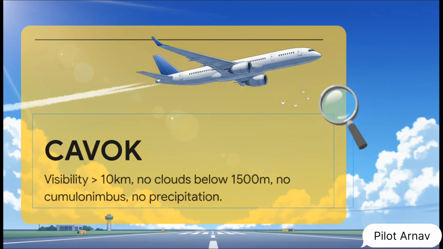It stands for Ceiling and Visibility OK. It is quite literally the definition of a perfect flying day. Specifically, it means you have greater than 10 kilometers of visibility, absolutely no clouds below 1,500 meters or the minimum sector altitude, 0 cumulonimbus storm clouds anywhere in sight, and 0 precipitation or shallow fog. Just pure blue skies and smooth flying all day.